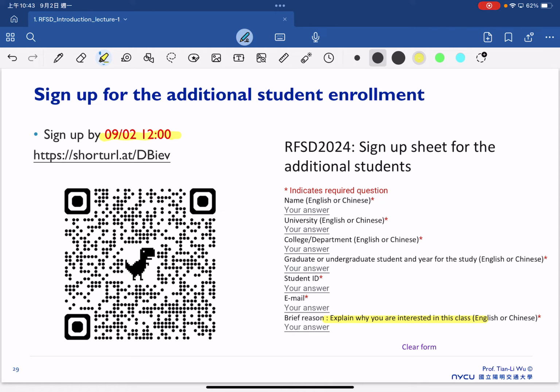For the one who doesn't have the NYCU email, or probably from our university, now I think the access can be opened, you can access with any email you have.